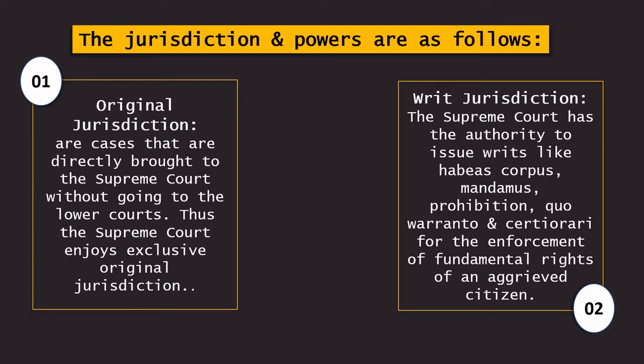There is a difference between the writ jurisdiction of the Supreme Court and the High Court. Let us see what it is. The Supreme Court's writ jurisdiction is not exclusive because High Courts also have the authority to issue writs. The Supreme Court issues writs for the enforcement of fundamental rights and not for any other reason. But the High Courts issue writs not only for the enforcement of fundamental rights but also for a variety of other reasons. Thus, the High Court's writ jurisdiction is much broader or wider than the Supreme Court's writ jurisdiction.